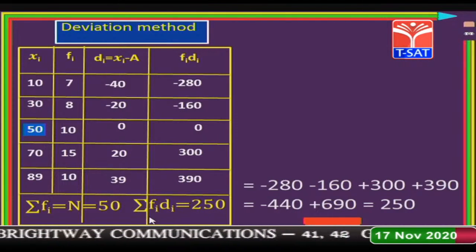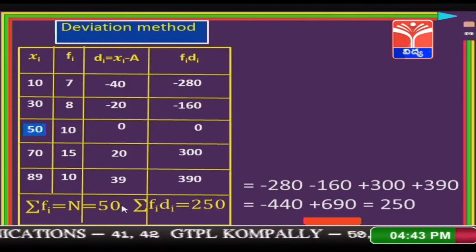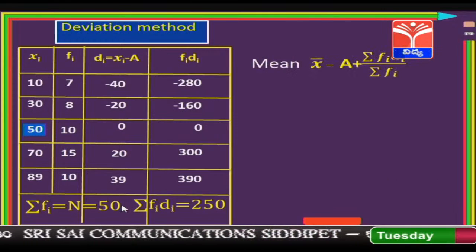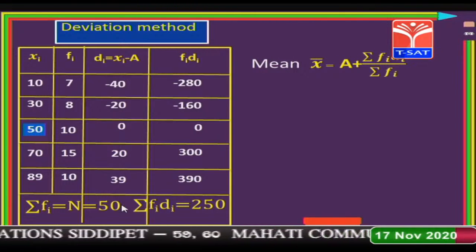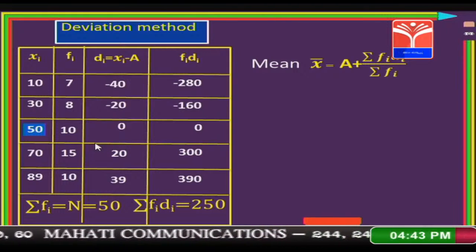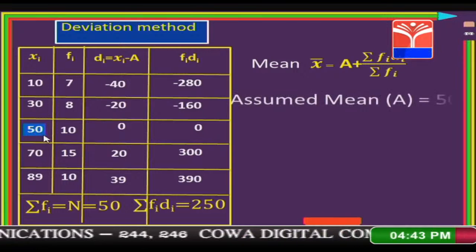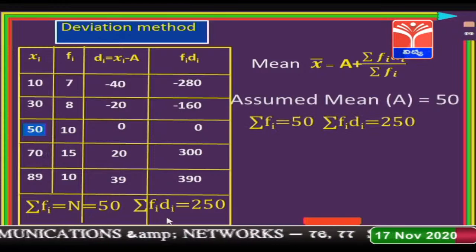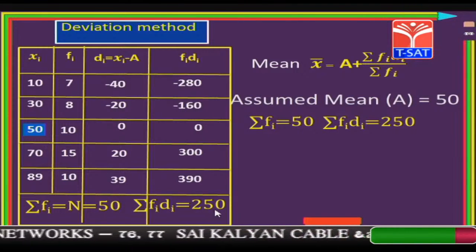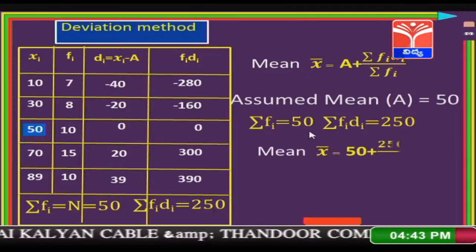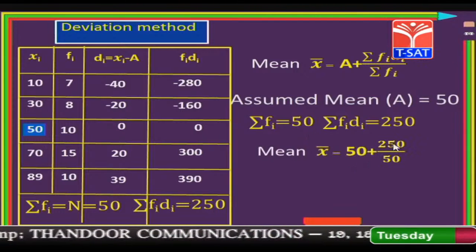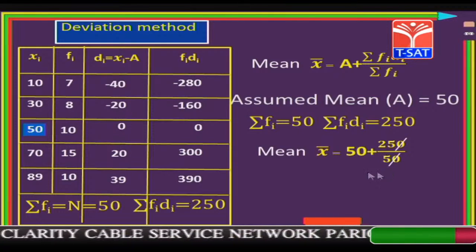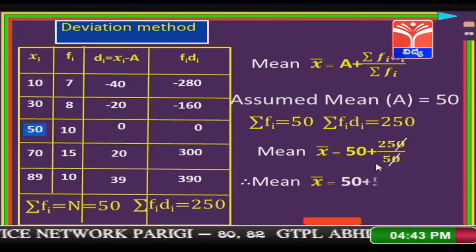Now, you got sigma Fi di value and sigma Fi value. Now, we are going to use a formula. So, what is the formula, children? The formula is x bar is equal to a plus sigma Fi di divided by sigma Fi. So, what is the value of a you have assumed here, children? It is nothing but 50. So, a is 50, the assumed mean is 50. Now, sigma Fi is given as 50 and sigma Fi di is given as 250. So, using this you can write the mean x bar is equal to 50 plus 250 divided by 50. You can cancel off 0 and 0, and 25 by 5 is 5. So, it is 50 plus 5, which is nothing but 55.